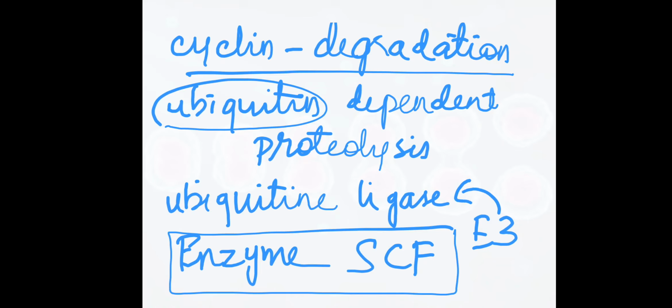which is responsible for the ubiquitination and destruction of G1 phase cyclins. So we are talking about G1 cyclins. It helps in inactivation of G1 phase cyclins. Okay, SCF, I'll tell you the full form later. For now, enzyme SCF is an E3 ubiquitin ligase, an enzyme which mediates the ubiquitin proteolysis of cyclin, especially of G1 phase cyclins.